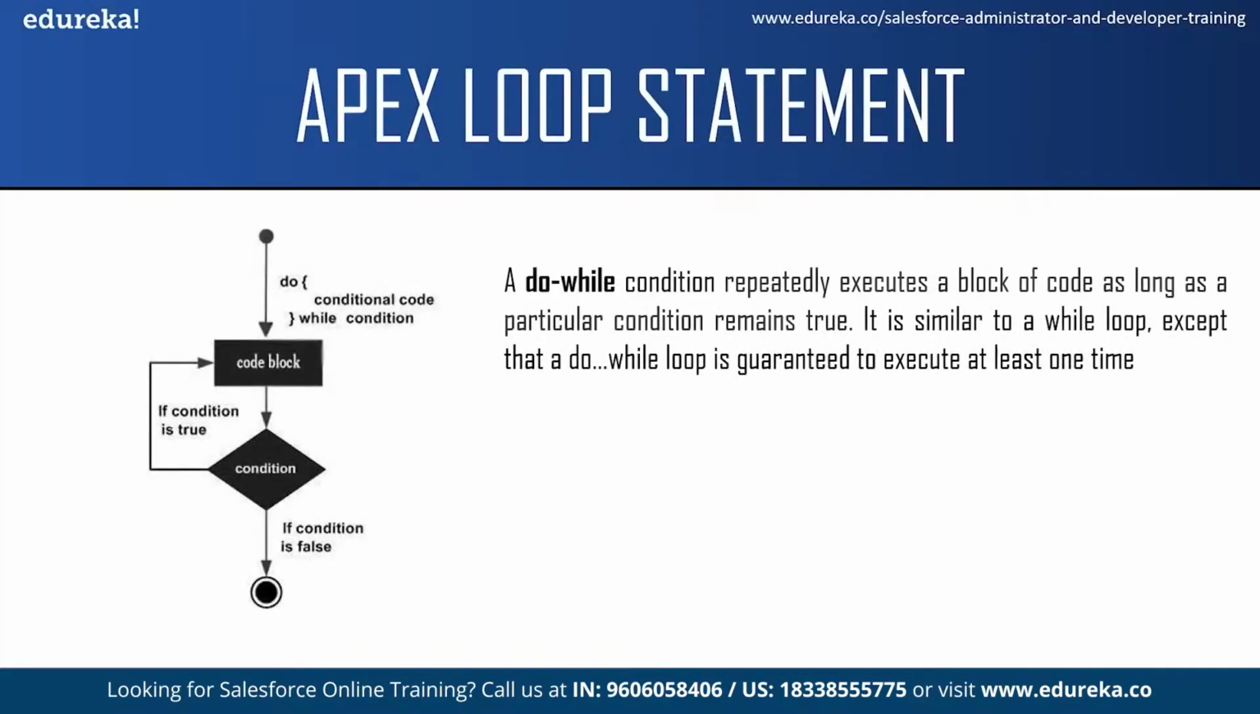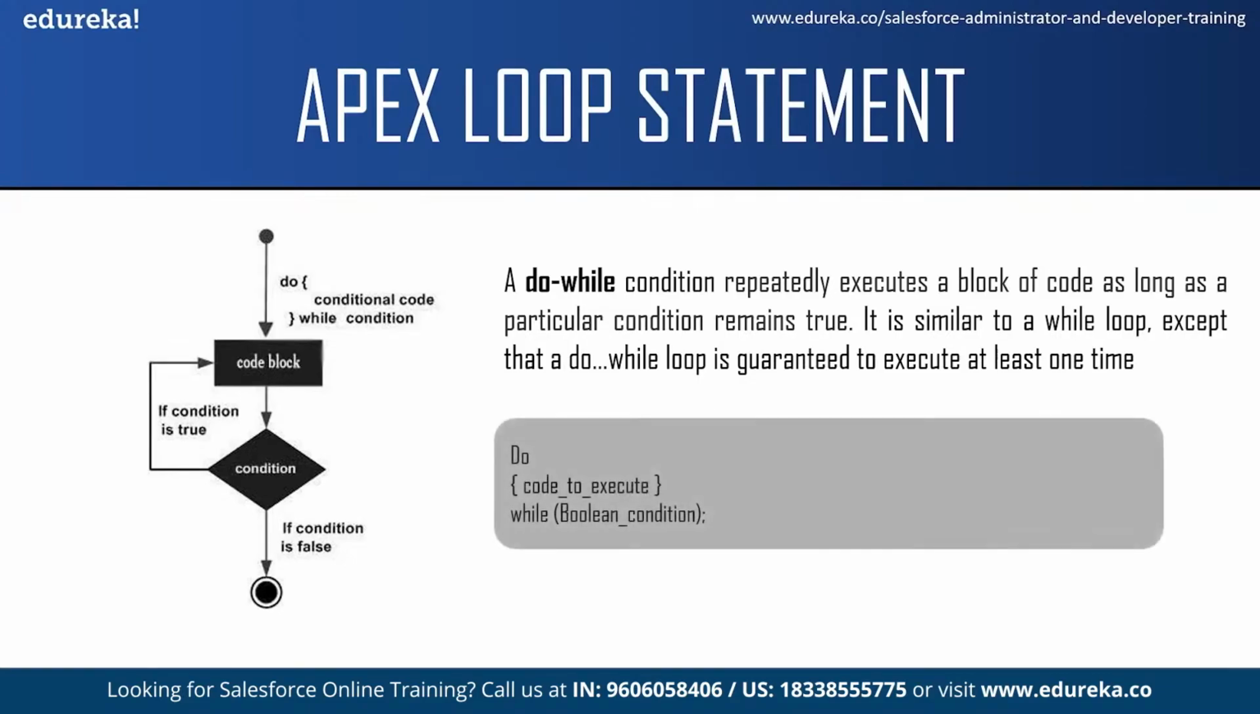Now let us move on to the do while loop. The Apex do while loop repeatedly executes a block of code as long as a particular condition remains true. But unlike the for loop and the while loop, which test the condition at the top of the loop, the do while checks the condition at the bottom of the loop. Another major difference is that the set of code is executed at least once in the do while loop. This is the syntax for the do while loop. First is the do keyword, then the code to be executed, followed by the while condition.